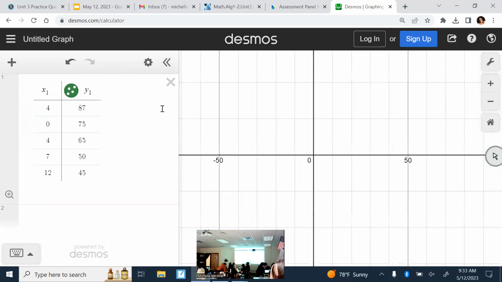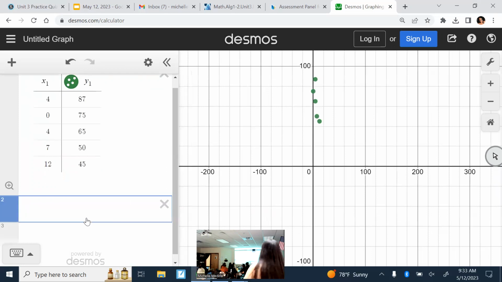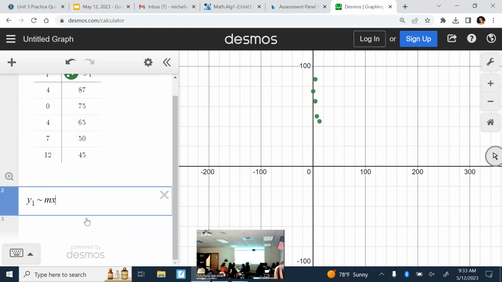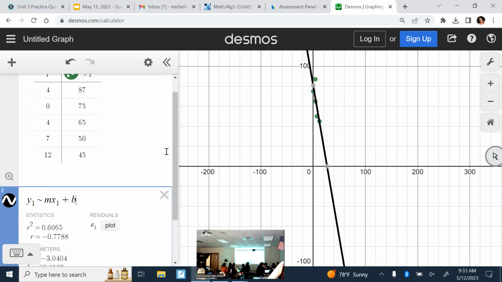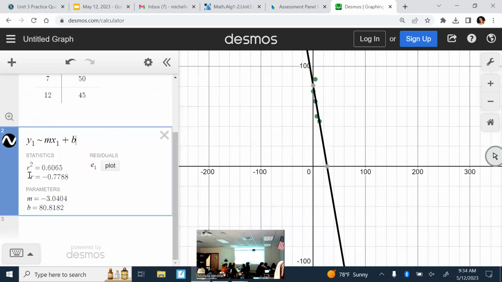So what this does is it makes a scatter plot. I have to zoom out to see it. And then if you do what I taught you the other day, which is type in y1 squiggly mx1 plus b, first of all it gives you a trend line, and then it estimates all the values for you. So don't get confused with the R squared value. Just look at the R value. And it should be negative because it looks like it's going downward. So that's a good indication. And so just from the points I put in, I didn't put in all of them. When you do, you should get the real R value. That's what I would put into that box.